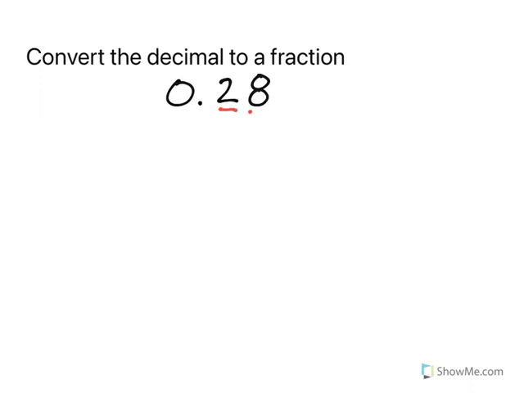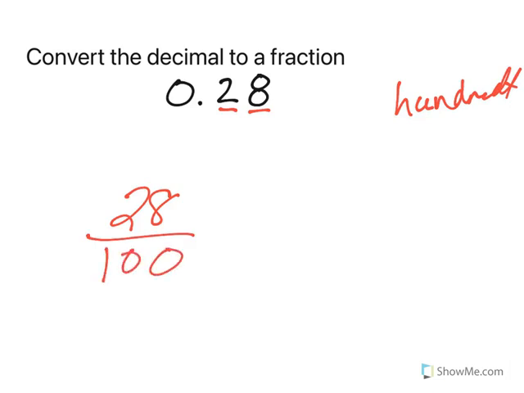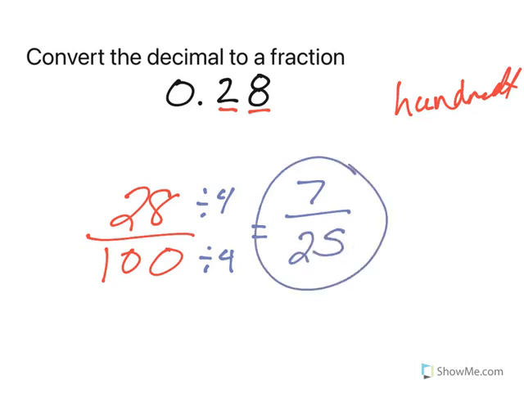0.28. Now I have two places, which is hundredths. So I would take 28 and put it over 100. Now, both of these numbers are reducible by 4. So if I take 28 divided by 4, I get 7. And 100 divided by 4 is 25. So my reduced fraction is 7 over 25.